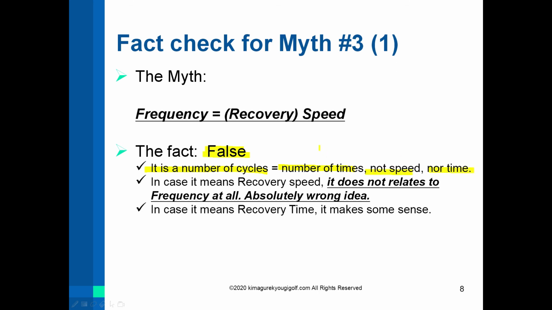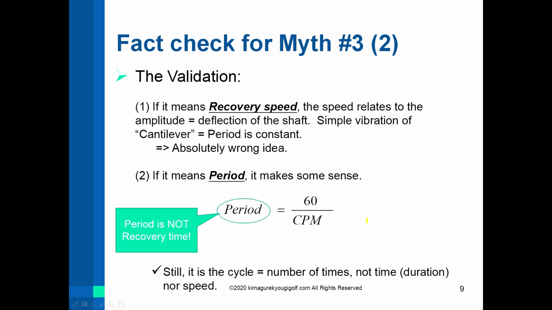Then why does he or she say so? I think they mean the recovery speed is fast for the high frequency shaft. If so, it does not relate to the frequency at all. So it's an absolutely wrong idea. Let me explain. If he or she means recovery speed is fast for a high frequency shaft, the speed relates to the amplitude. Okay? Amplitude, deflection of the shaft, not the frequency, because it is a simple vibration. In the simple vibration, period and frequency are constant, but not the speed. So this is an absolutely wrong idea.